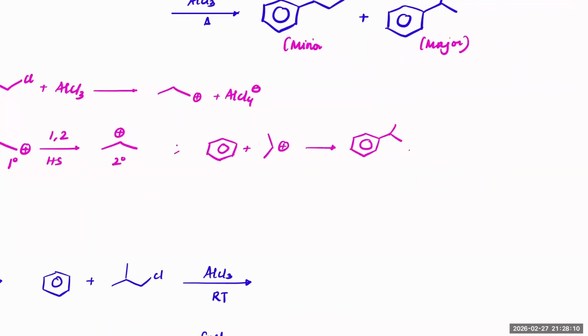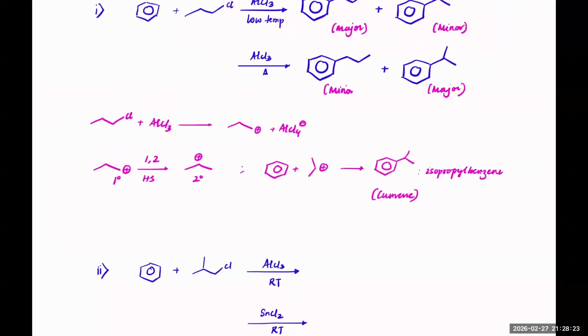isopropyl benzene. So the IUPAC name you can use is isopropyl benzene. Isopropyl benzene has a common industrial name known as cumene. So this is the preparation of cumene.